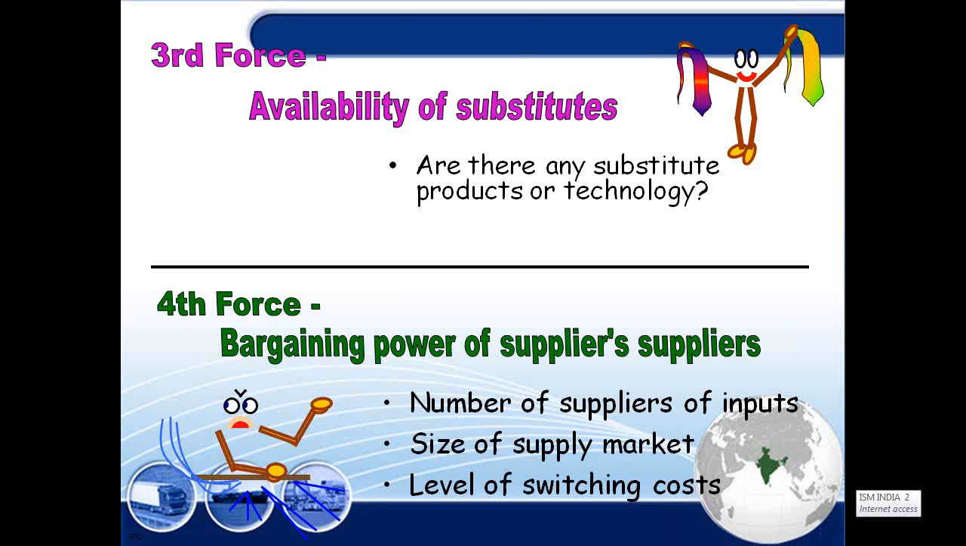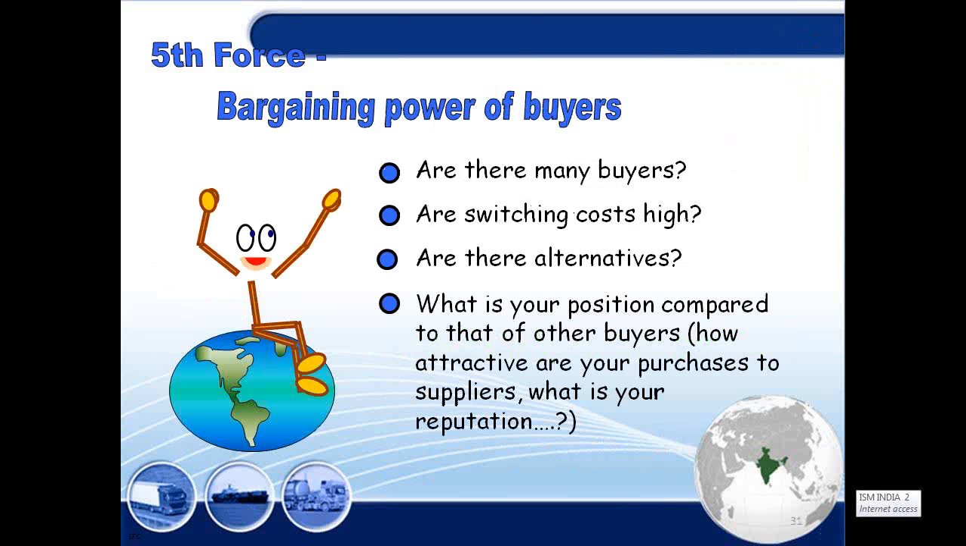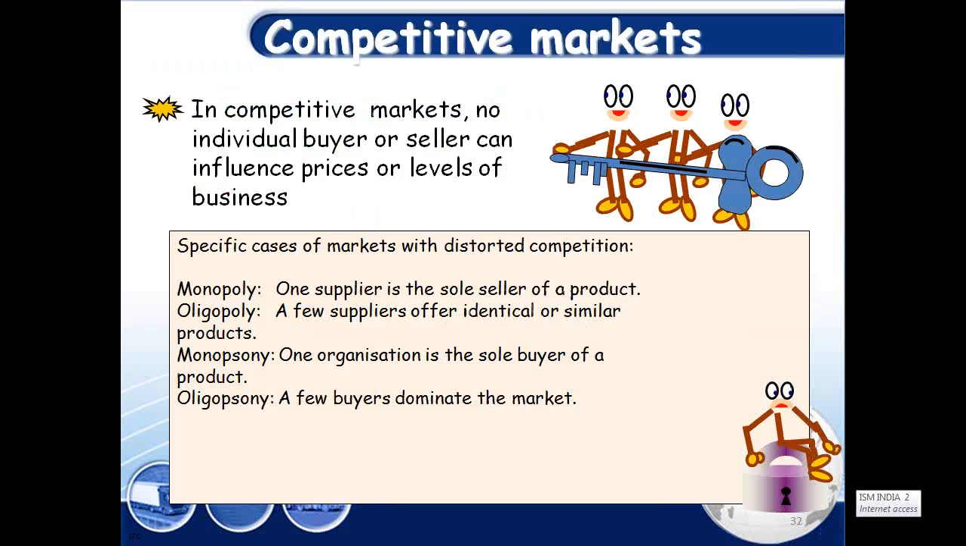You might have had one supplier for the last 5-10 years. Now if I have to switch over, how much is the cost of switching? The fifth force is the bargaining power of the buyer. I think I have touched on it already: are there many buyers? Are switching costs high? Are there alternatives? These factors count a lot. Now comes the competitive market. We say the market is competitive.